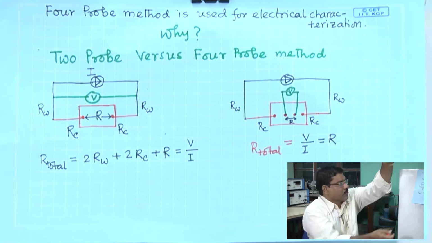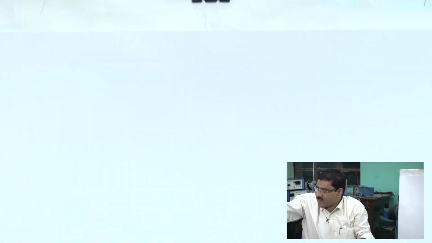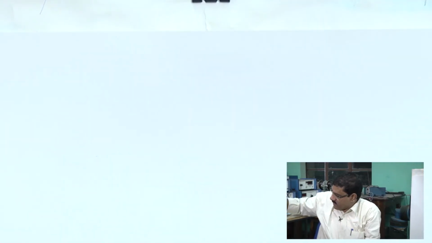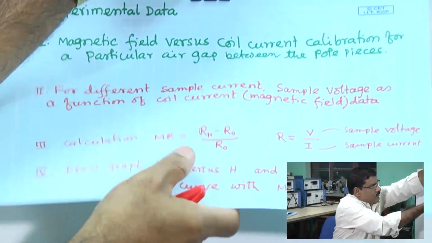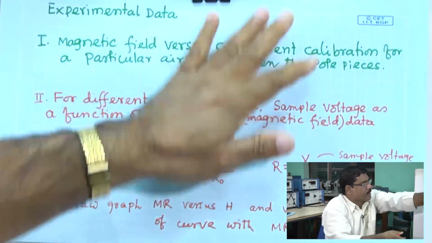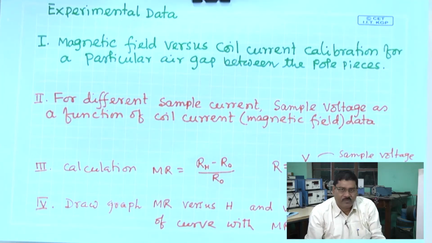So, we will use this 4-probe method for measuring the electrical characterization in this laboratory. So, what we have to do? Experimental data collection.